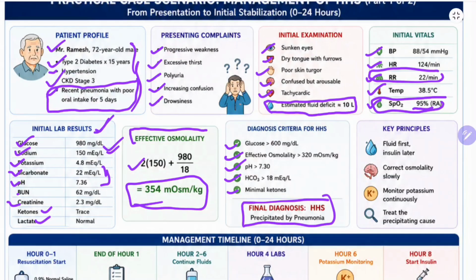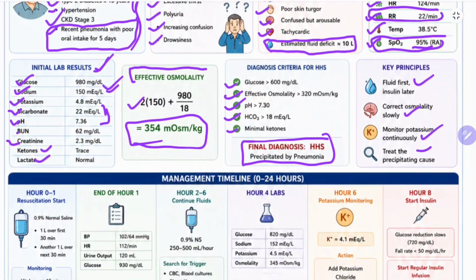So that means elderly individuals who have chronic diabetes with comorbidities like CKD should have very good oral fluid intake in acute circumstances like pneumonia, when they have infection, when they have dehydration. Otherwise they will end up with HHS. This needs to be kept in mind. Key principles: fluid first, insulin later, correct osmolality slowly with patience, monitor potassium continuously, and treat the precipitating cause. Okay.